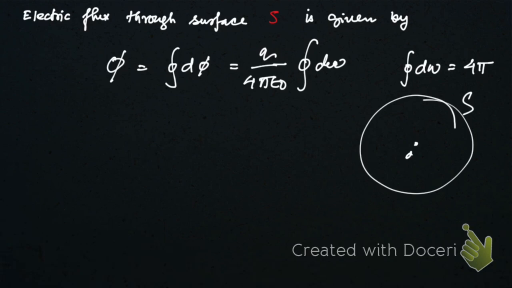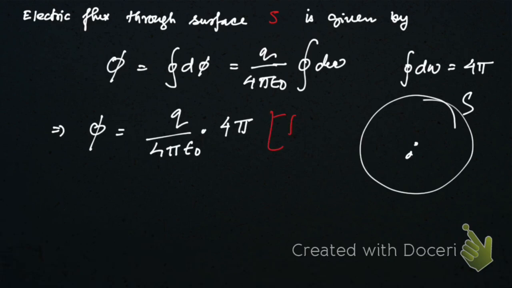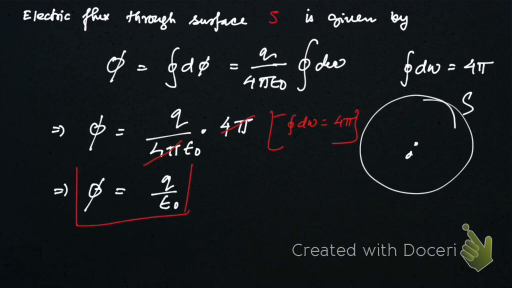Hope you have understood this. So we can write phi is equal to q by 4 pi epsilon naught into 4 pi. We have got that the integration of d omega is equal to 4 pi, so we have used this result here. So 4 pi is gone, and we have got phi equal to q by epsilon naught, that means the electric flux through the surface S is equal to q by epsilon naught. Hence the Gauss theorem is proved, or Gauss law is proved.